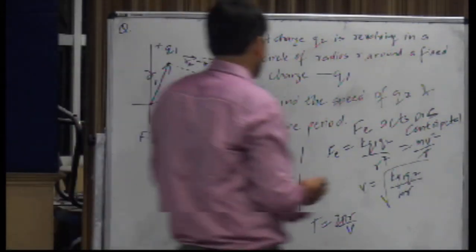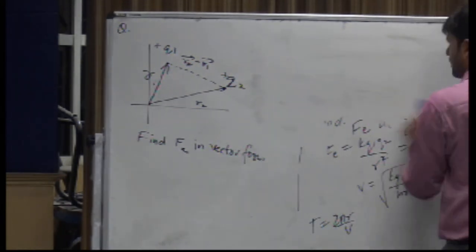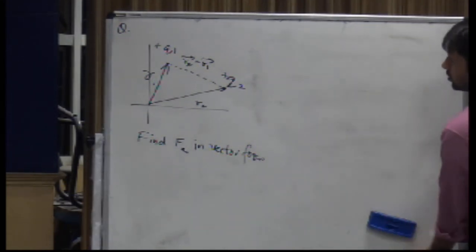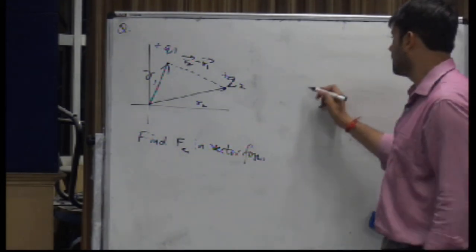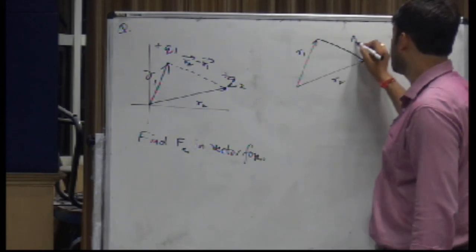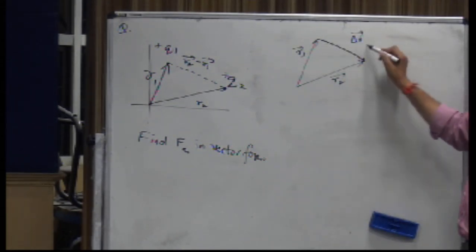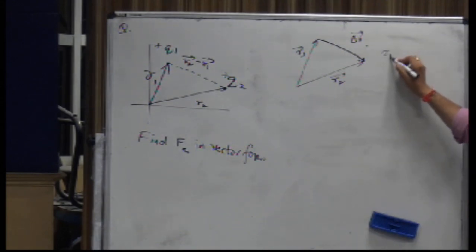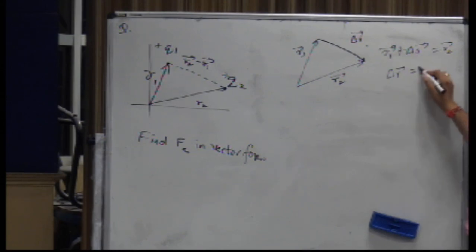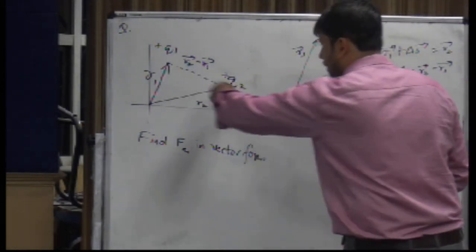Okay, so I'll erase. Let's check what's the difference between the two possibilities, r1 minus r2 or r2 minus r1. This is r2, this is r1, let's call this delta r. So r1 and delta r add up to give r2. This you already know, r1 vector plus delta r is r2 vector. So delta r would be r2 minus r1, so delta r is from r1 to r2.